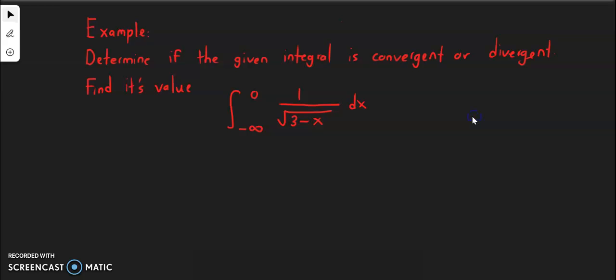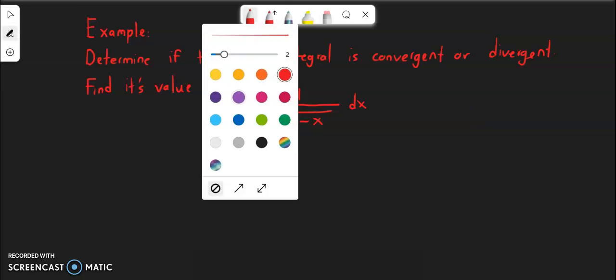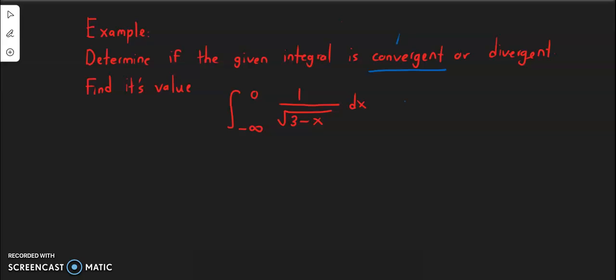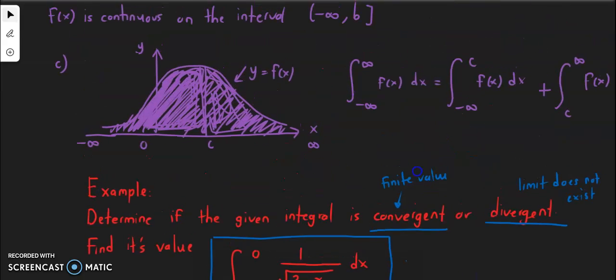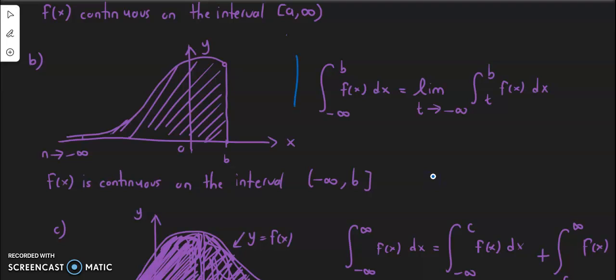So let's look at this question. The first part says to find if it's convergent. Convergent means you must have a finite value. Divergent means the limit does not exist. No matter what you try, even after you apply L'Hopital's rule and things like that, the limit does not exist. So look at the given integral here. It's given from minus infinity to 0, which falls on the second case here, so you have to apply this definition.